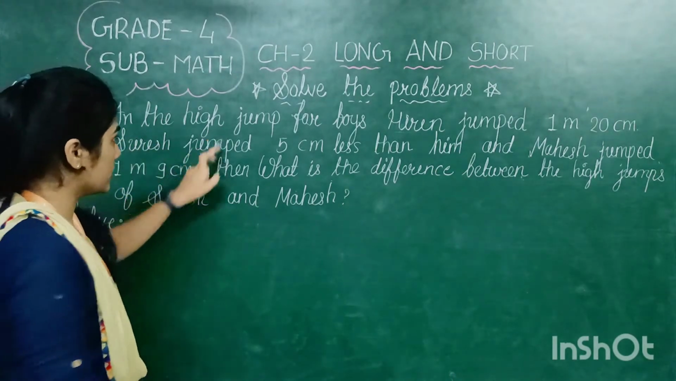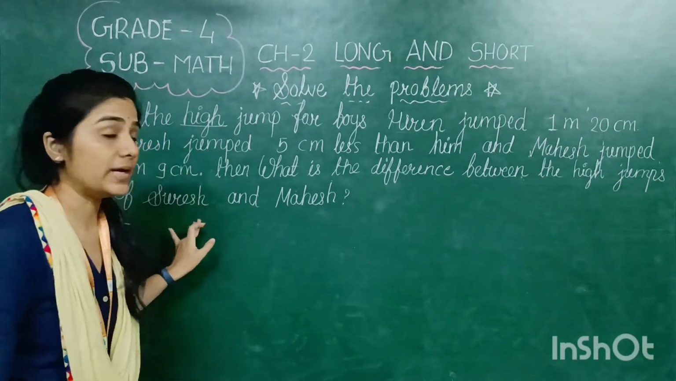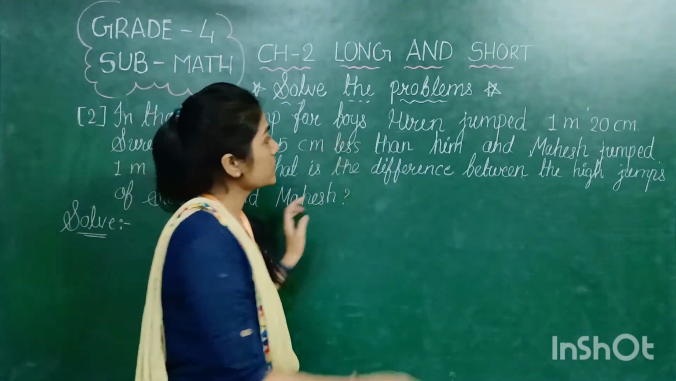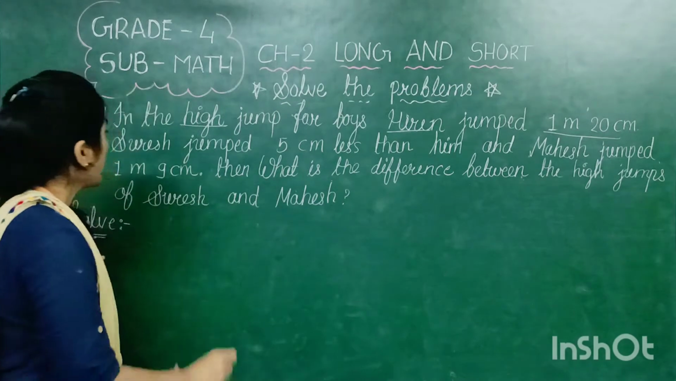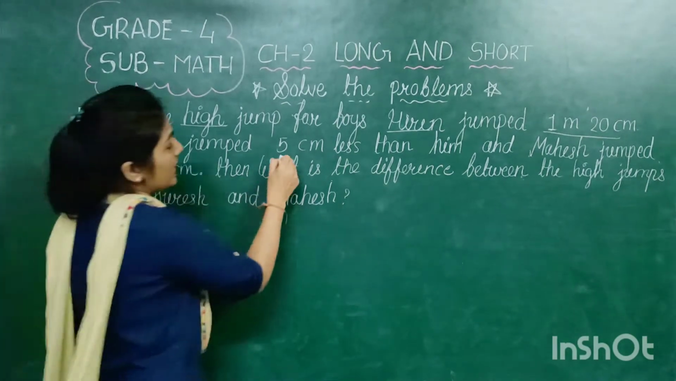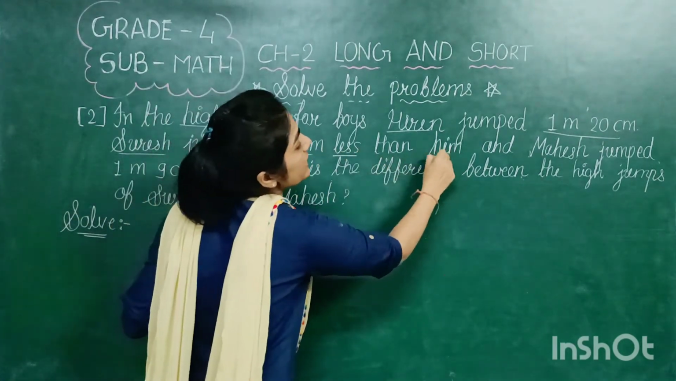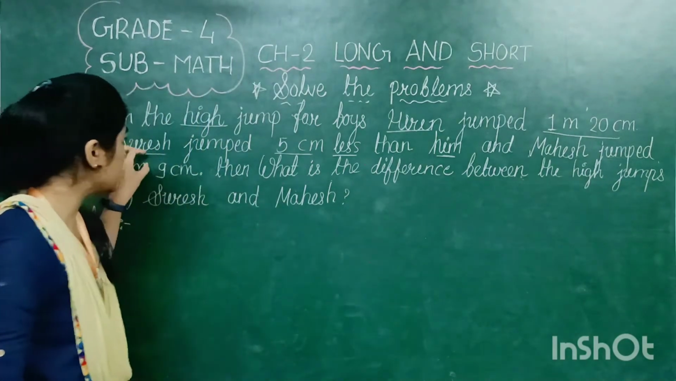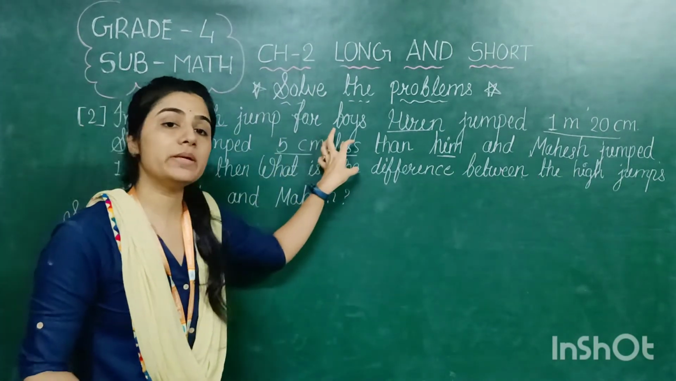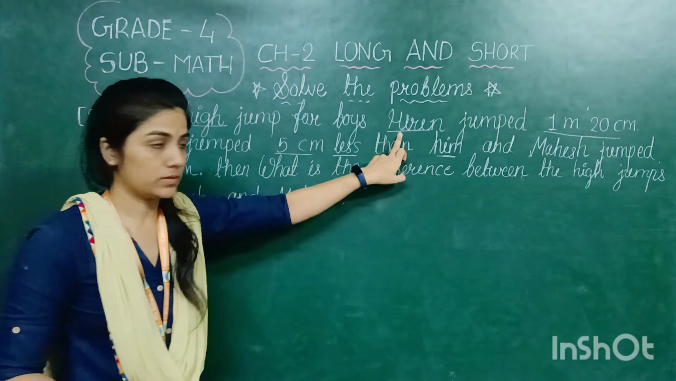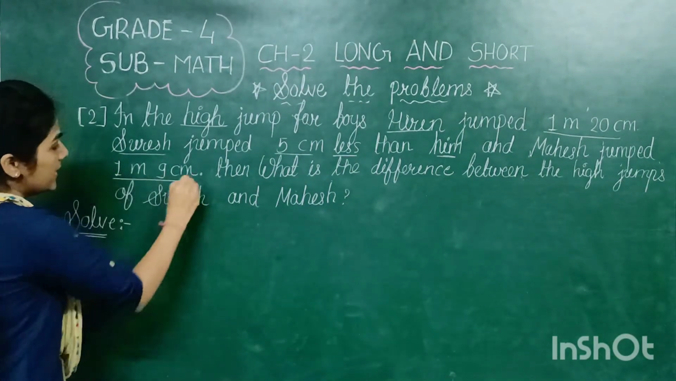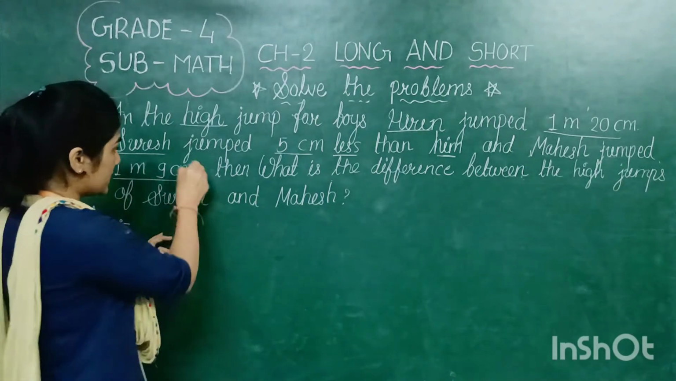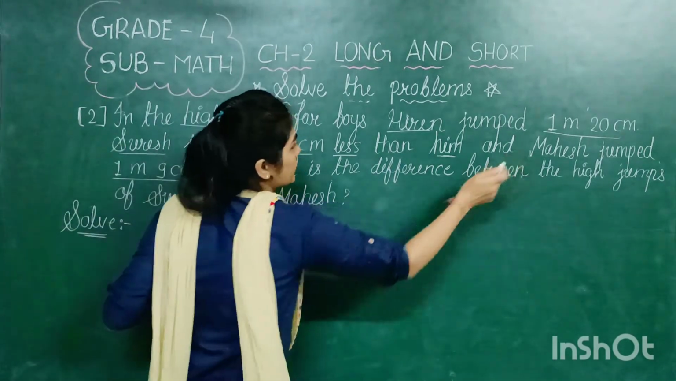Now number 2. In the high jump, information is given about the high jump. For boys, Hiren jumped 1 meter 20 centimeter and Suresh jumped 5 centimeter less than him. That means Suresh jumped 5 centimeter less than Hiren, and Mahesh jumped 1 meter 9 centimeter. So this is the length of Mahesh's jump.